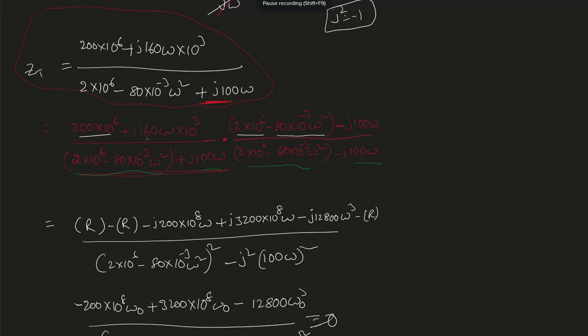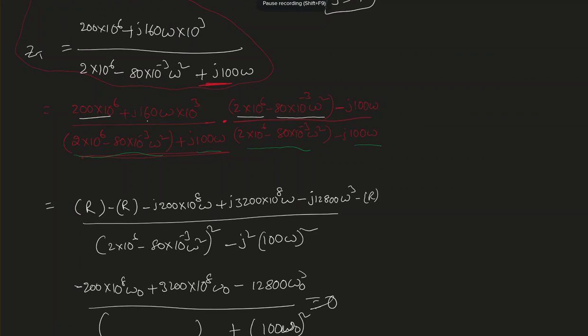In the numerator, when I multiply, I do not care about the real parts, so I'm going to leave the real parts as they are. I'm not going to multiply the real parts, just leave them. So 200 multiplied with 2, that's the real part, leave it as it is. 200 times minus 80, that's the real part, leave it as it is. 200 times minus j 100 omega, that's imaginary, so I wrote it down: minus j 200 times 10 to the power of 8 omega. And then the same thing, this is imaginary times real, that's going to be imaginary. So 160 times 2, j 3200.